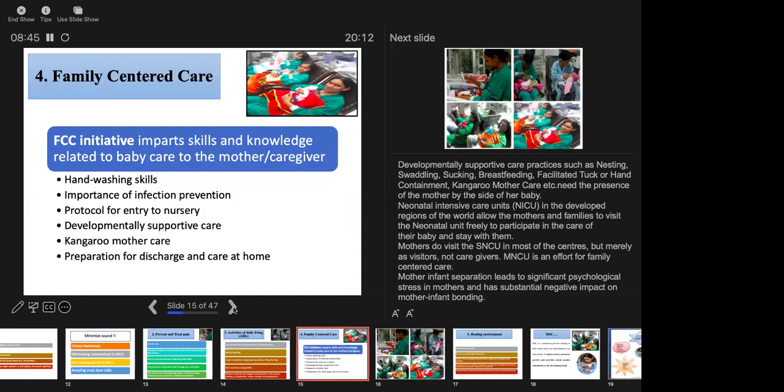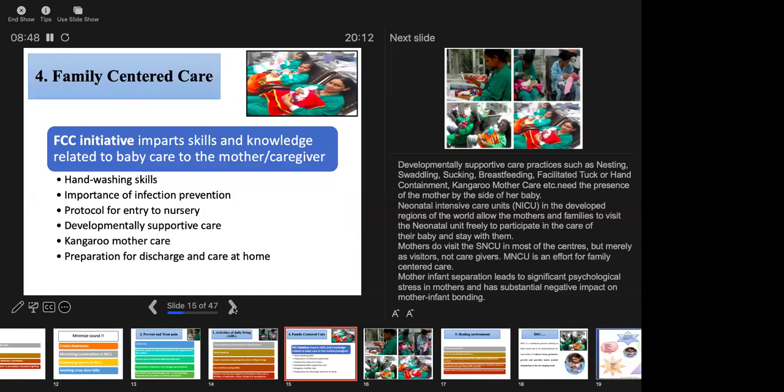So coming to family-centered care, this is the fourth component of the developmental supportive care. Family-centered care is also called family participatory care. It is nothing but involvement of mother, father, or any of the caregivers, where they get certain skills and knowledge related to the baby care.